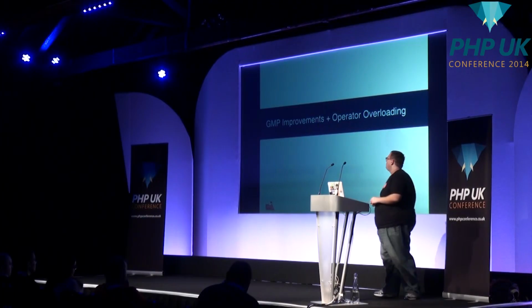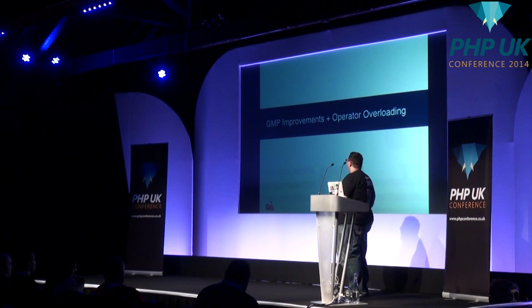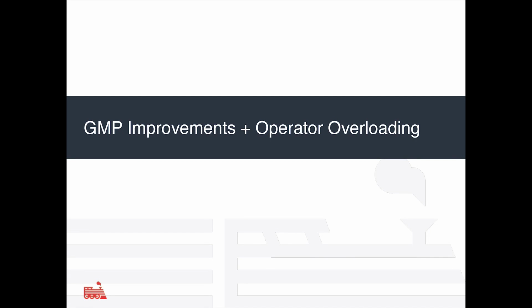So this one is really boring, but also kind of cool. GMP improvements and operator overloading. So GMP is an extension for doing math that is more accurate than standard PHP math. It's like BC math. And so what they've done is it used to be resource-based. And as we just talked about, dumping resources with var dump is kind of crap. So they've switched it all to objects, which is sort of a backwards compatibility issue, but most people are not going to see it as one.